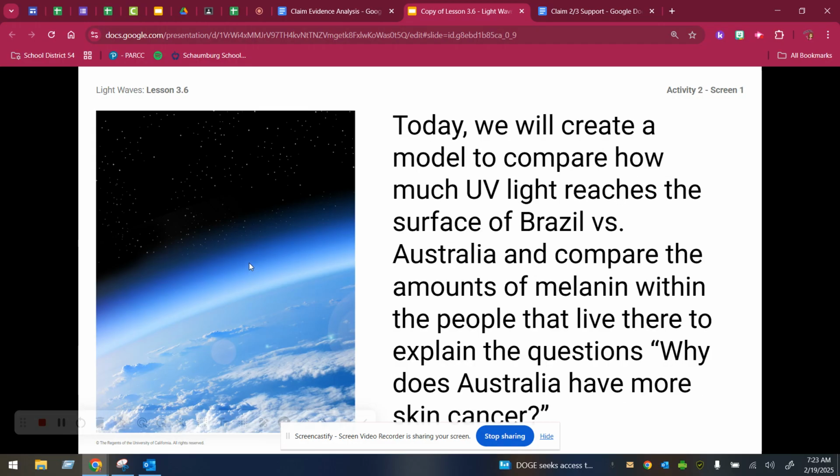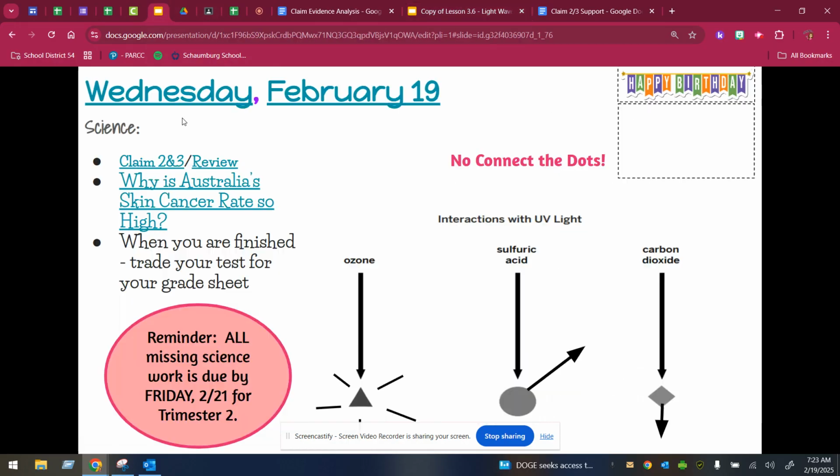Okay. Today, you are going to create your model to represent this. At this point, if Ms. Hubley has not checked in with you, hang out for just a second. Don't turn anything in. She's going to check in and make sure that you understand the directions. But let's go through your assignment and what you're supposed to be completing for today.